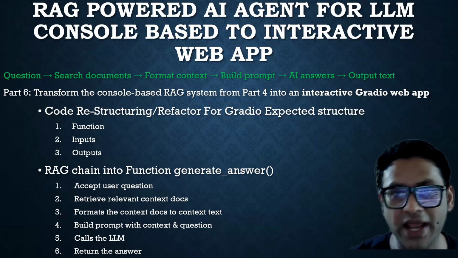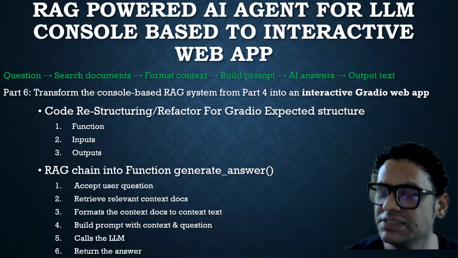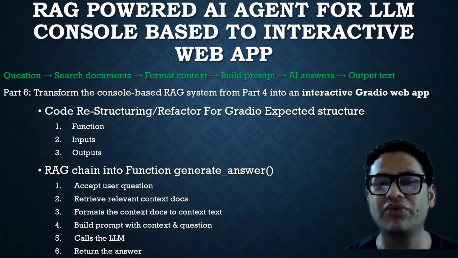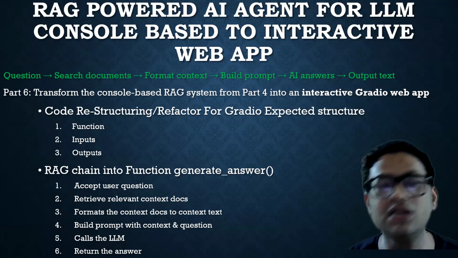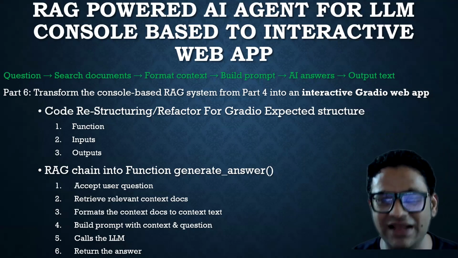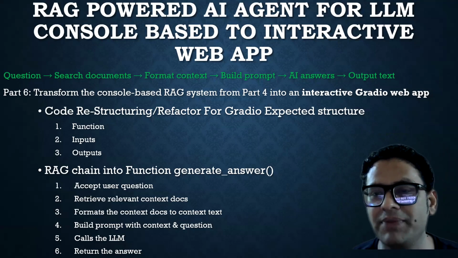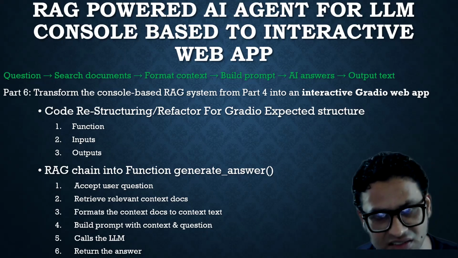If you haven't watched my part 5 and part 4, I would highly recommend you to watch at least part 4, because we are going to refactor the code which we have written in part 4. In part 5, we just analyzed which library to use to have the interactive web application on top of our console-based RAG system.